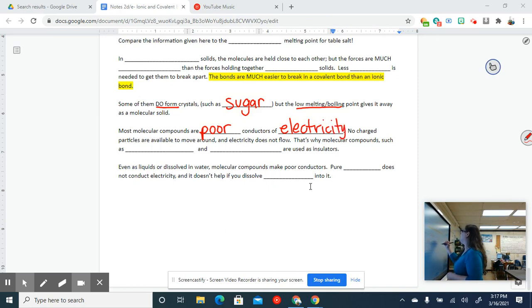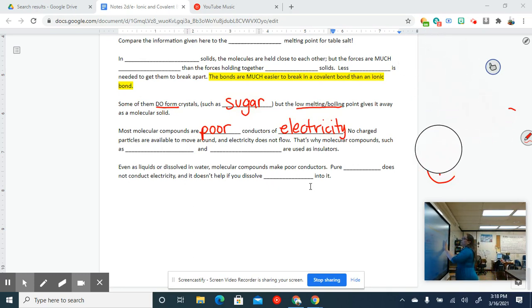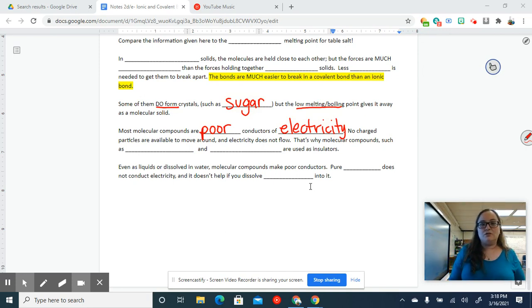Because they don't have any charged particles, you don't have those ions with a charge, there's nothing to carry the electricity, so it doesn't flow. Now, wait a minute, you say, but you're telling me that water, H2O, because they're both nonmetals, has got to be a covalent bond. It's got to be a molecular compound. Well, if molecular compounds don't do electricity, then how come I can't go swimming when there's an electrical storm? How come I can't get in the lake when there's an electrical storm?